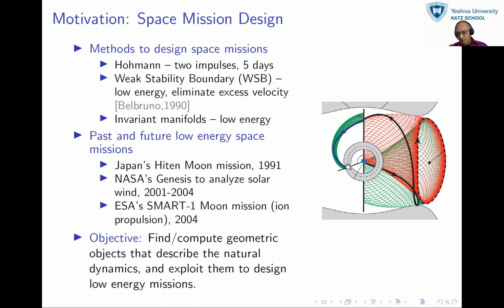And there are some other details that are hidden in this picture. All I'm saying is that this trajectory that, for instance, the Haiten mission used, you can decompose into pieces of trajectory that follow these cylinders. These are some interesting geometric objects that I'm going to describe later. And these are the so-called invariant manifolds that I mentioned at the beginning of the talk.